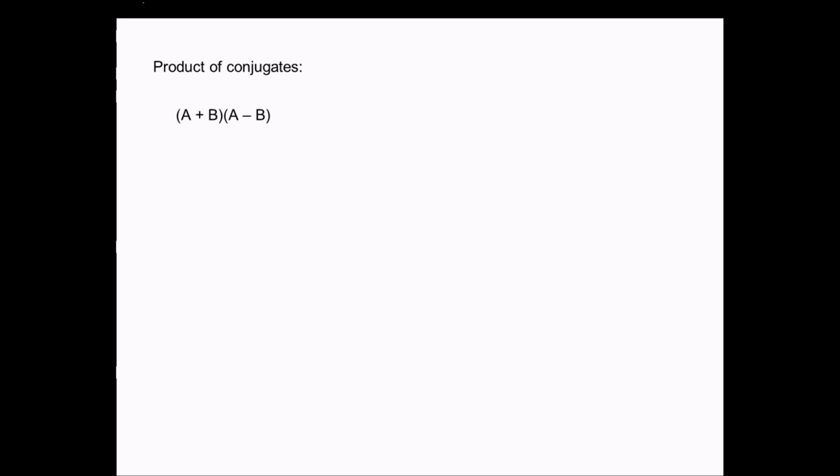So I've got a plus b times a minus b. Notice it's a FOIL problem. So if you do your first, a times a is a squared. You do your outer, a times negative b is minus ab. If you do your inner, b times a is plus ba. But remember, ba is ab.